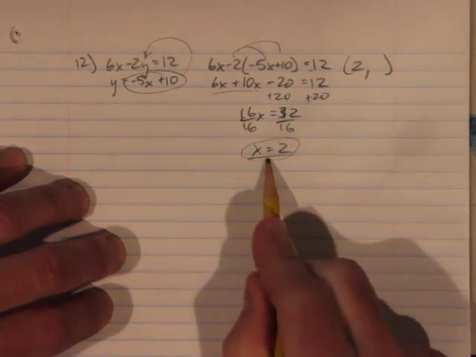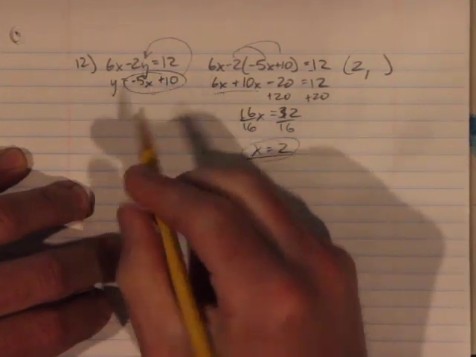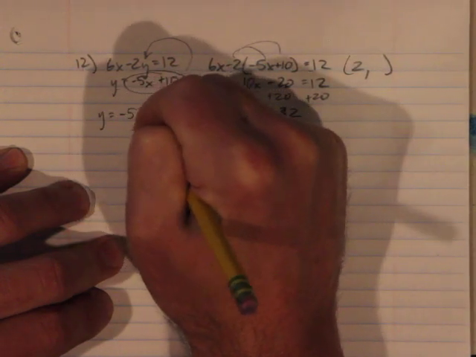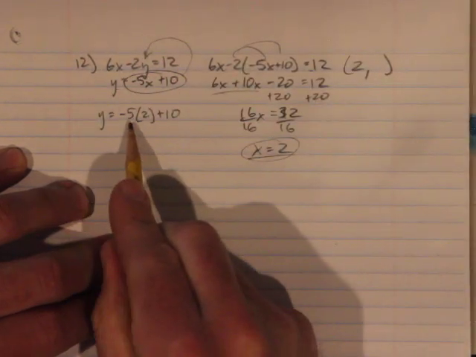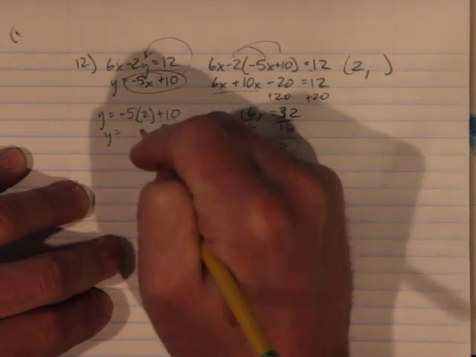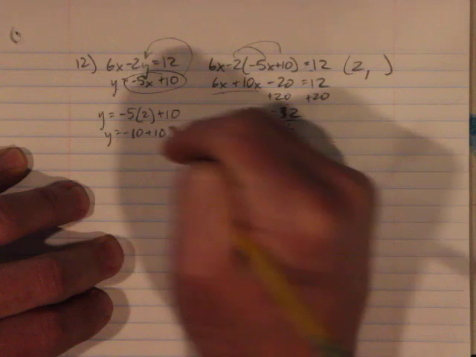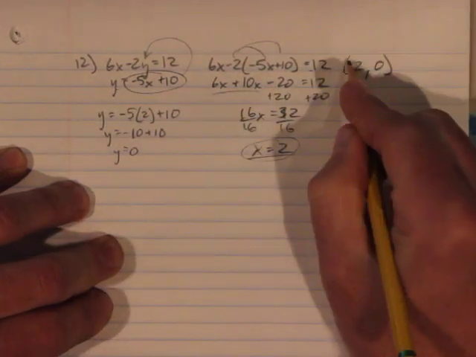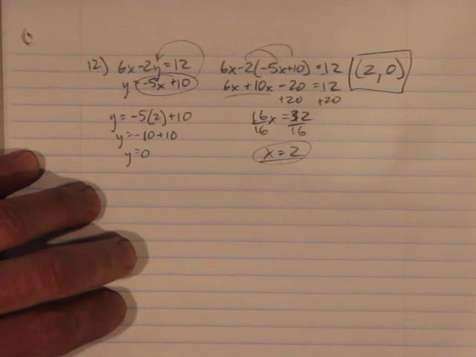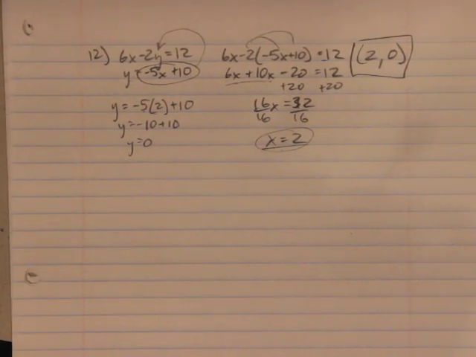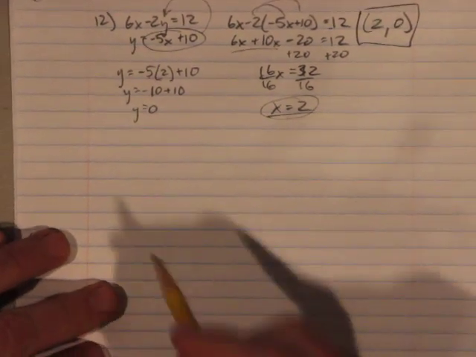I'm going to plug this x value into this equation. I could plug it into either one, but I just plug it into the one that I think is going to be the easiest. I plug in 2 for x. That gives me y equals negative 10 plus 10. Negative 10 plus 10 is 0. My solution is 2, 0. Next, I've got number 13.